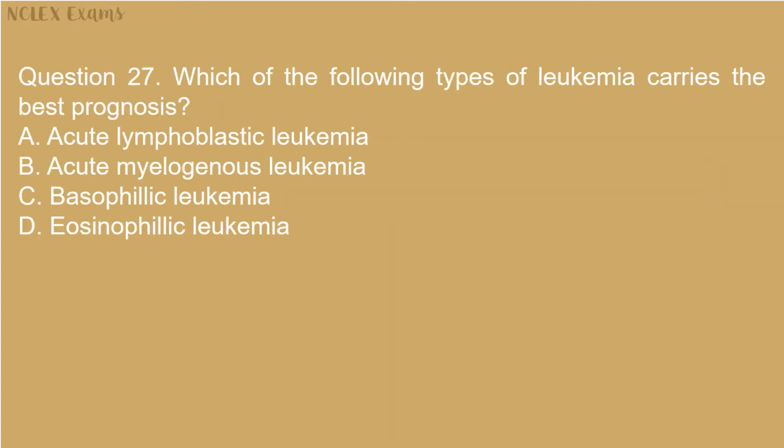Question 27. Which of the following types of leukemia carries the best prognosis? A. Acute lymphoblastic leukemia. B. Acute myelogenous leukemia. C. Basophilic leukemia. D. Eosinophilic leukemia.